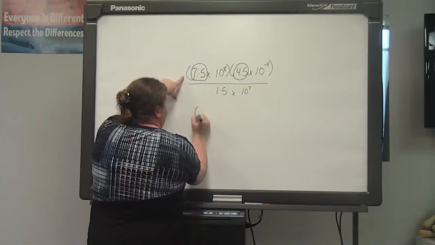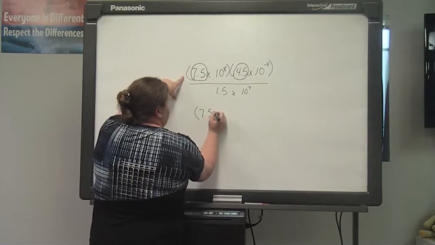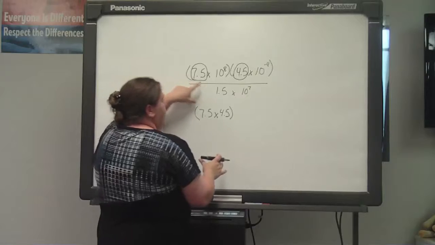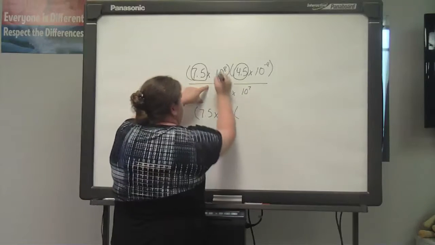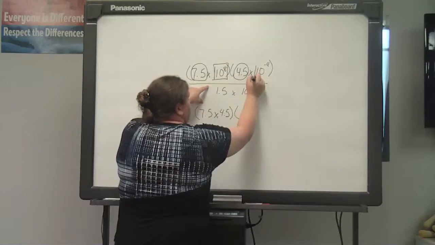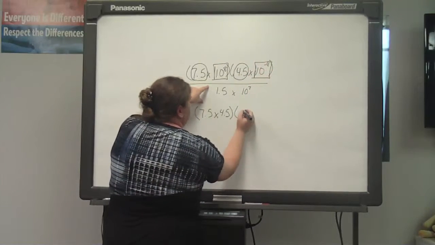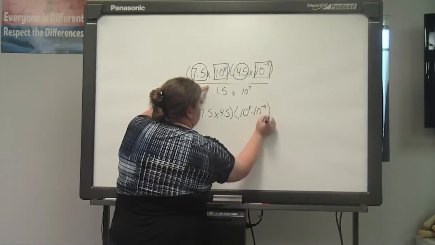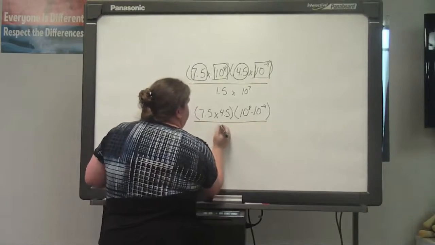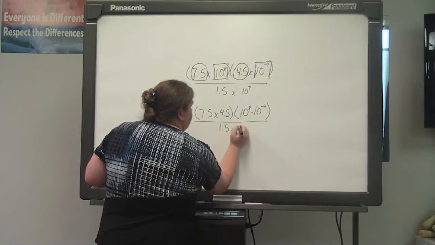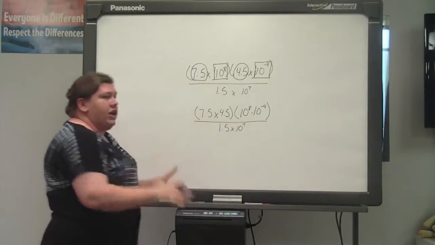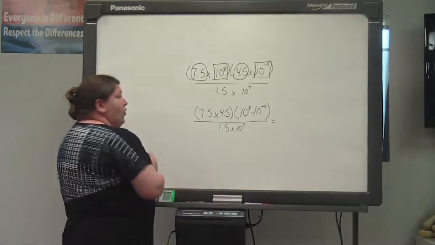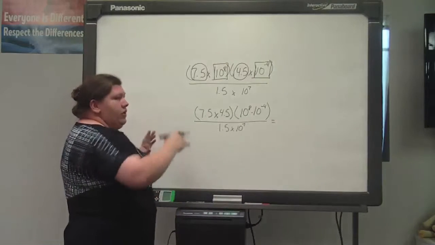All right, so I'm going to rewrite 7.5 times 4.5. That covers my whole numbers. Then in the second parentheses, I'm going to do my exponents, which are my squares. 10 to the 8th times 10 to the negative 4. All right, then I'm going to keep it over 1.5 times 10 to the 7th, because all I've done is rewrite. Now, once you rewrite it, then you can start doing your math.